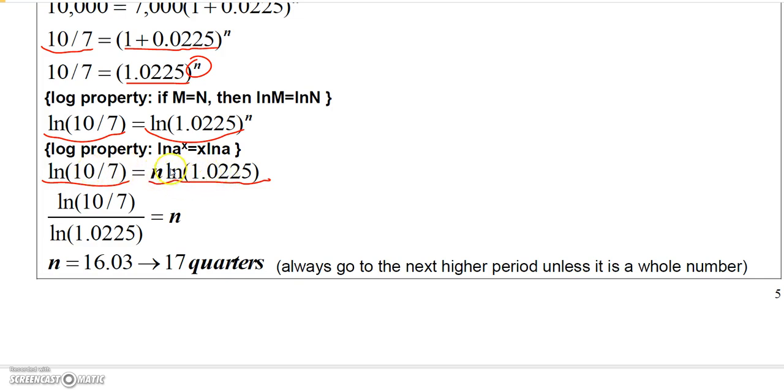So if I just divide both sides by this natural log, that'll give me N on the right equals the natural log of 10/7 divided by the natural log of 1.0225. Now, I got N equals 16.03, but that tells me that 16 is not enough quarters because I need a little bit more than 16 quarters. So it's actually going to take me 17 quarters for the money to grow to $10,000. So that's how you solve that problem where you have to solve for N.